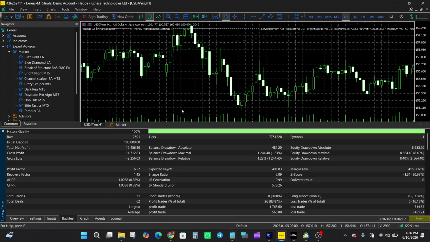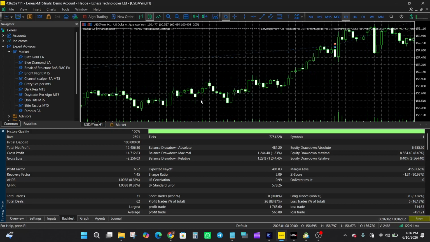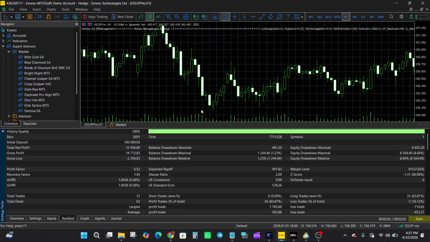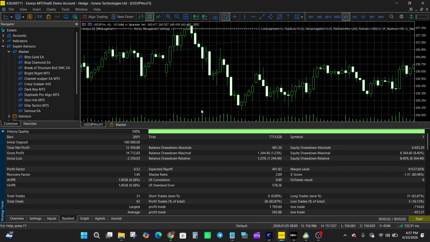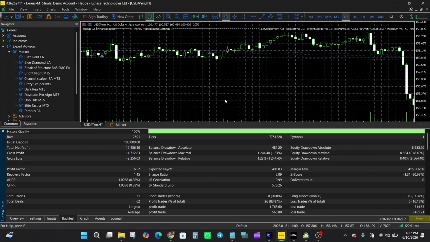So now, when I look at the chart activity, it reflects a long-term structured trading style with extended holding periods. And this suggests that this is not a scalping system, but more of a swing or position-based approach.